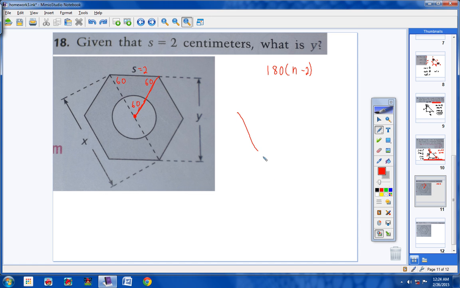So here's my 60, 60, 60 triangle, okay? Now, if I draw an altitude straight down like this, that's going to give me what right here? 30. This whole length from here to here is 2. So from here to here is 1, okay? Now, I don't need the rest of this triangle.